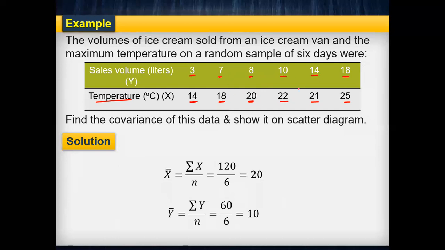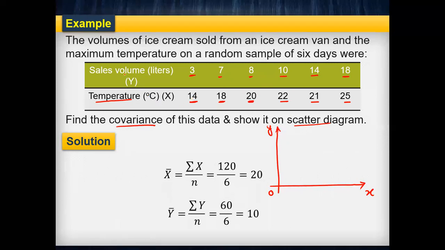So let us calculate the covariance and the scatter diagram. The scatter diagram is a simple thing, so let us calculate the scatter diagram first. Here you have to take x, and here you have to consider y. So we scale x.